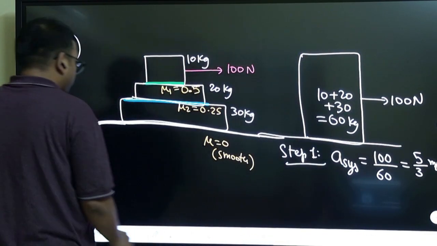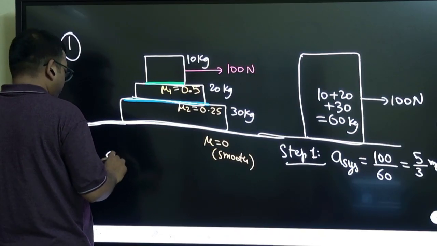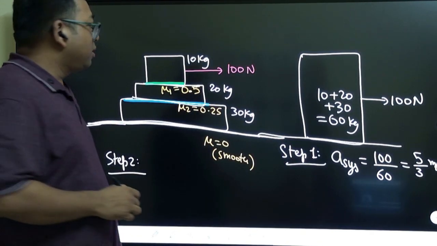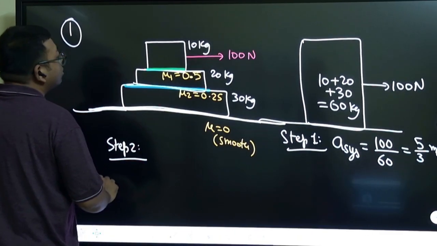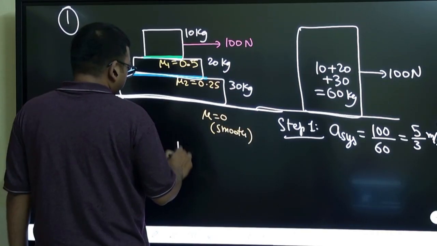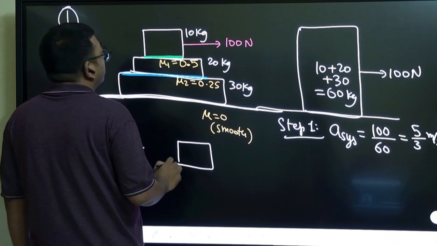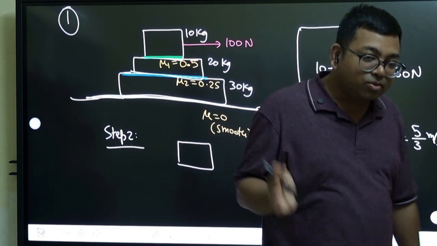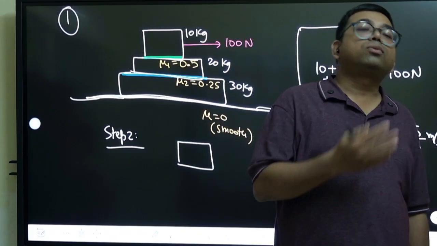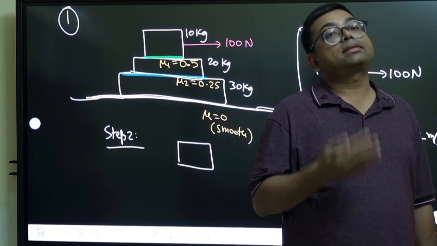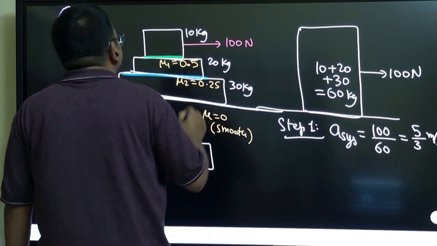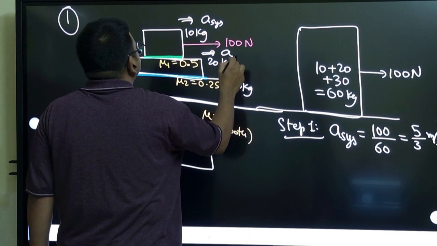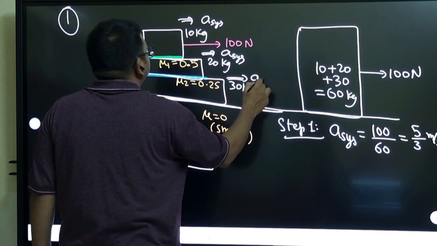We got the acceleration. Now step 2 is that we need to calculate frictions acting on each surface. If you draw a free body diagram, we have to draw it on the blocks. Here again the same idea I told: you assume that all the blocks move together with the same system acceleration. Assume all these blocks are moving together in the same direction as the system acceleration.